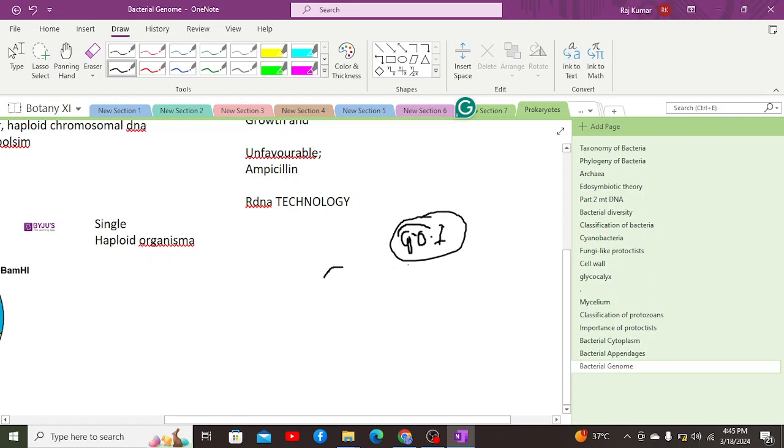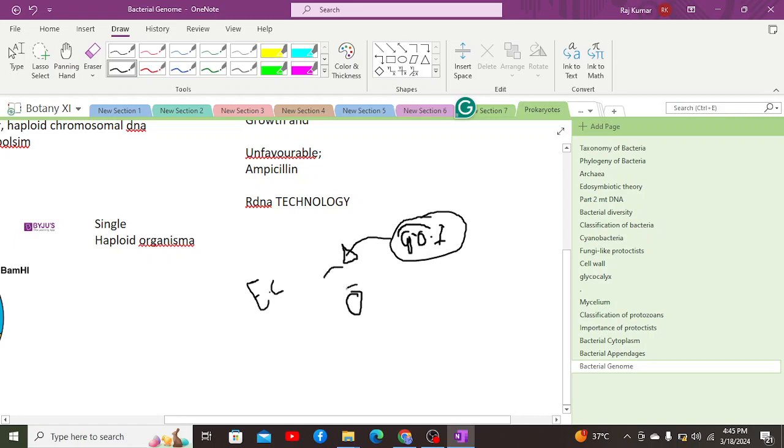What we are going to do is take the gene of interest and insert it into an organism. Let's suppose we are taking bacteria which has a plasmid, so let's take E. coli. E. coli has a plasmid, so we are inserting the gene of interest into the plasmid.